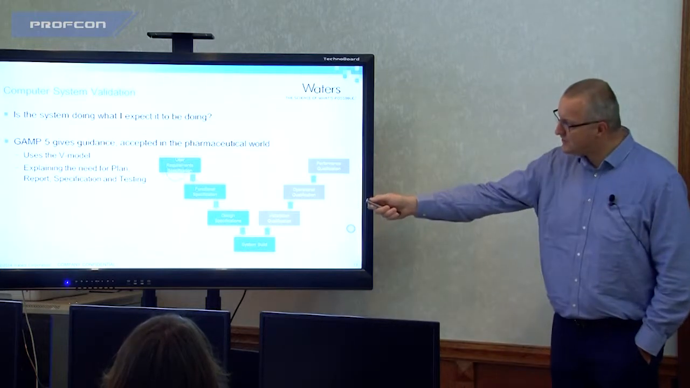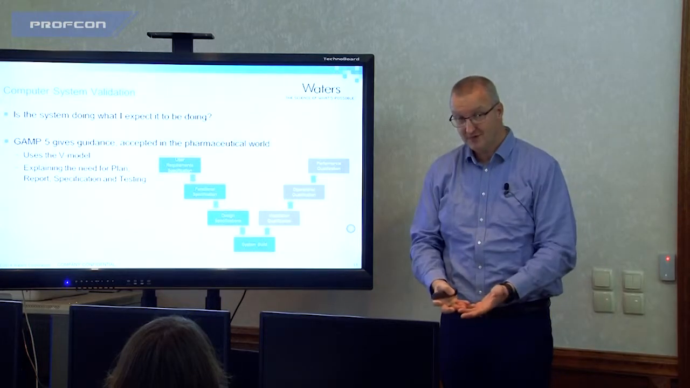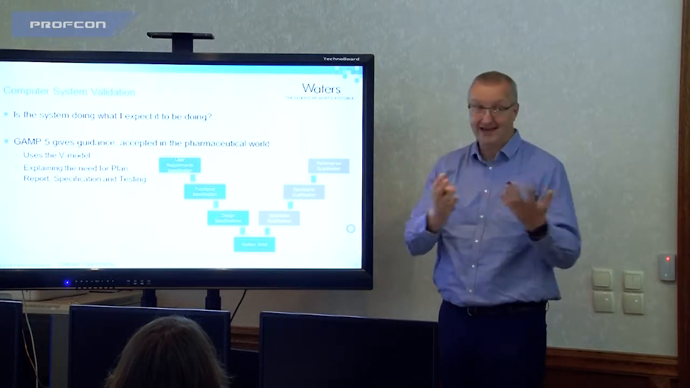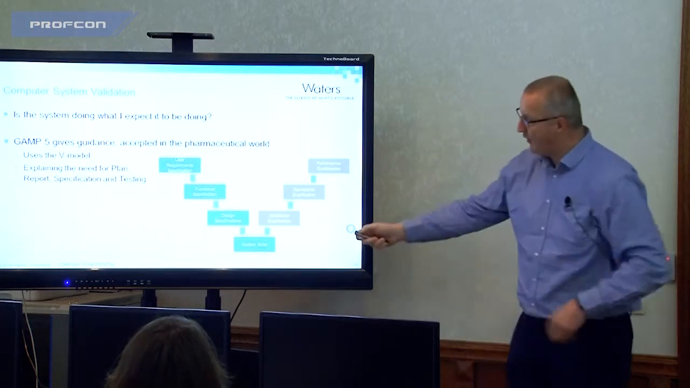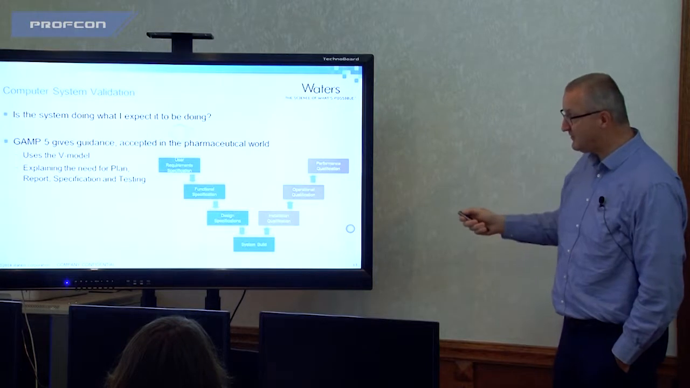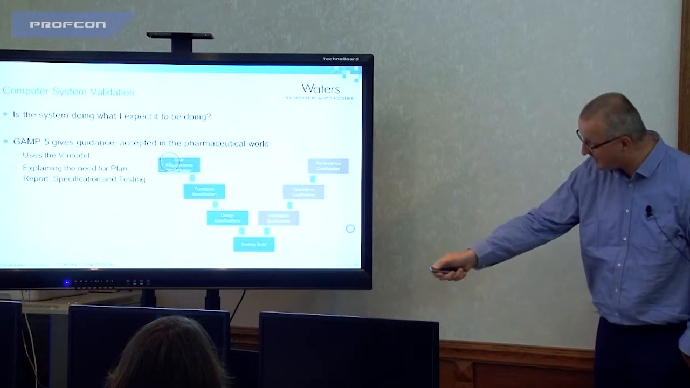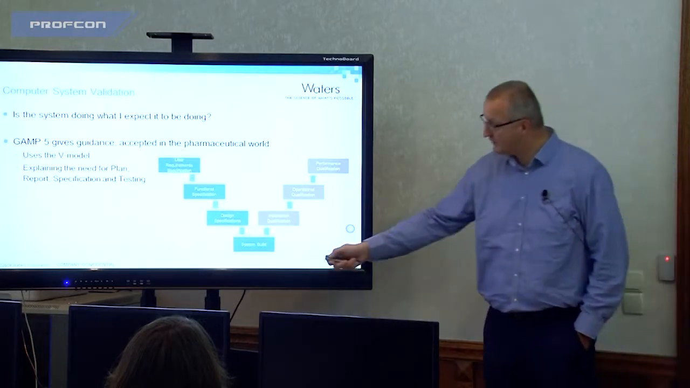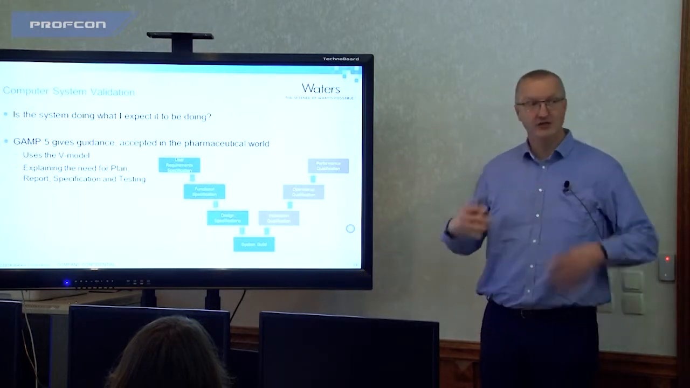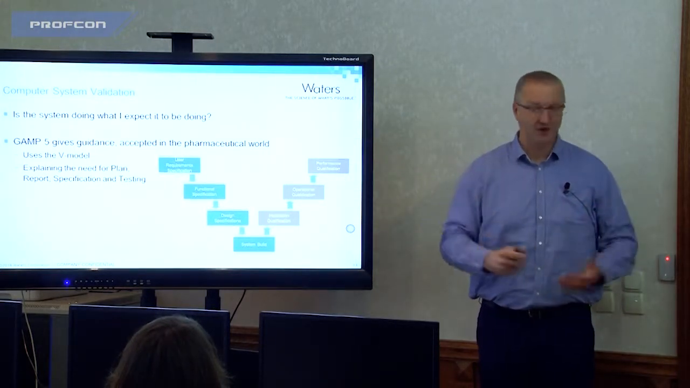Validation is actually, is the system, and with the system I mean the whole system, doing what I expect it to do. Yeah, but you expect something, and is the system doing that, yes or no? Now, GAMP5, which is a very nice guidance that is accepted in the pharmaceutical world, brings you the V model. And the V model is shown here like a V, talking about specifications, setup, and qualifications. Now, this all together, including a plan and a report, is a part of your validation.